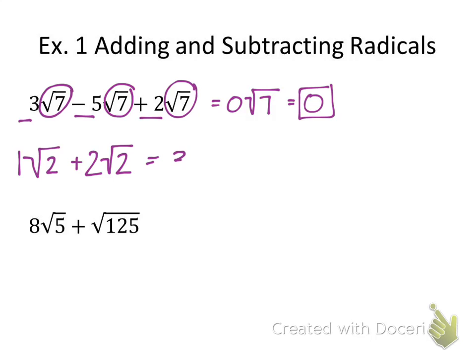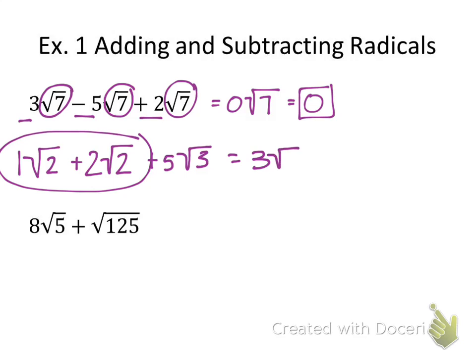So now I have 1 plus 2 is 3, and I keep my like term, which is 3 times the square root of 2. Now, what if I would take this exact same problem, but I'm going to do plus 5 times the square root of 3. What are my like terms? Just the square roots of 2. Now, 5 times the square root of 3 does not have a like term. So I just add my like terms, 3 times the square root of 2. And then since I don't have a like term for 5 times the square root of 3, I just write it on the back. There's absolutely nothing I can do to simplify that any farther.